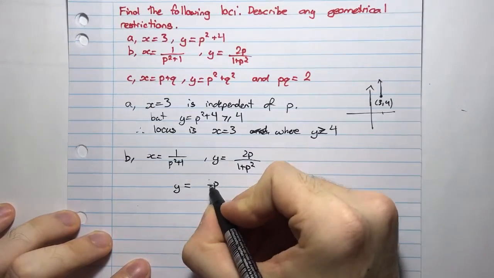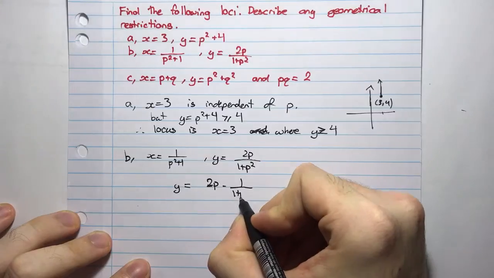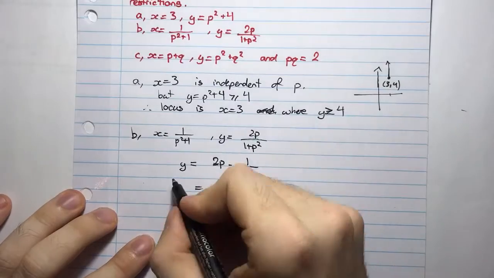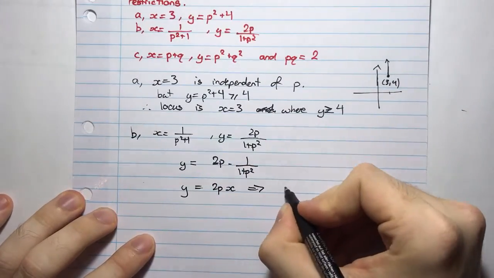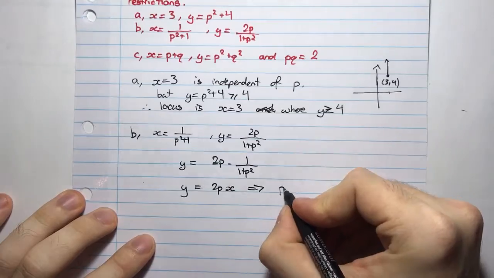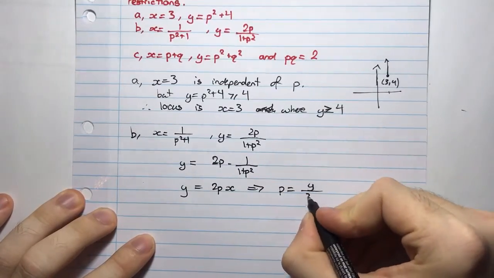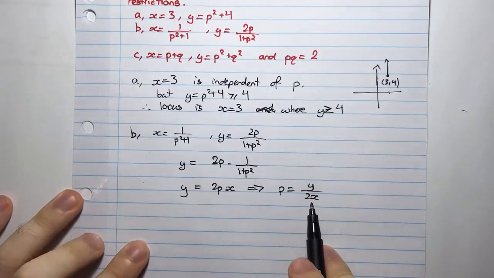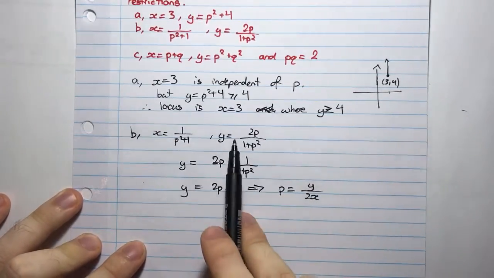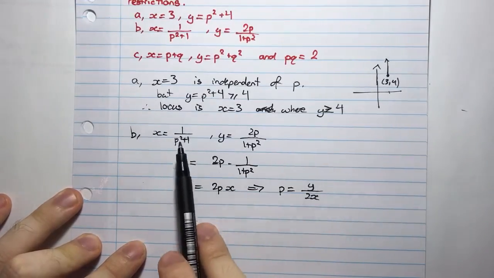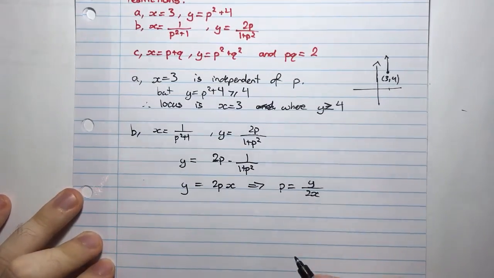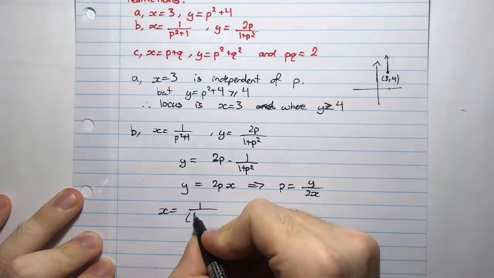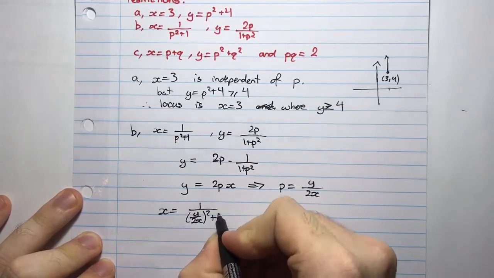So, I have 2p times 1 on 1 plus p squared, which is the same as 2p multiplied by x. That's what y is, and so therefore, I want to get p by itself, so I'll have p equal to y on 2x. Now, I have an expression for p in terms of y and x. I can substitute that into either of these. It'll probably be best if I substitute it into this one. So, x equals 1 divided by p squared, which is y on 2x, so y on 2x squared, plus 1.